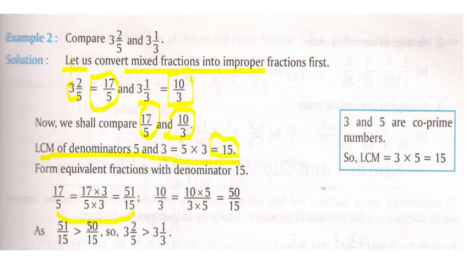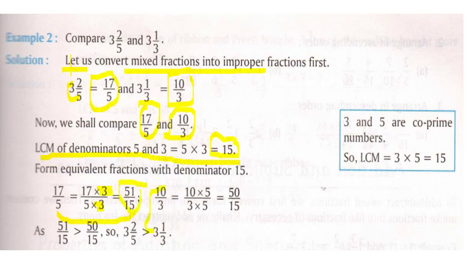So our fraction was 17 by 5. I want to change my 5 to 15. How will we do it? We will multiply with a 3. So multiplying 3 down means you have to multiply 3 up also. You'll get the new fraction as 51 by 15.